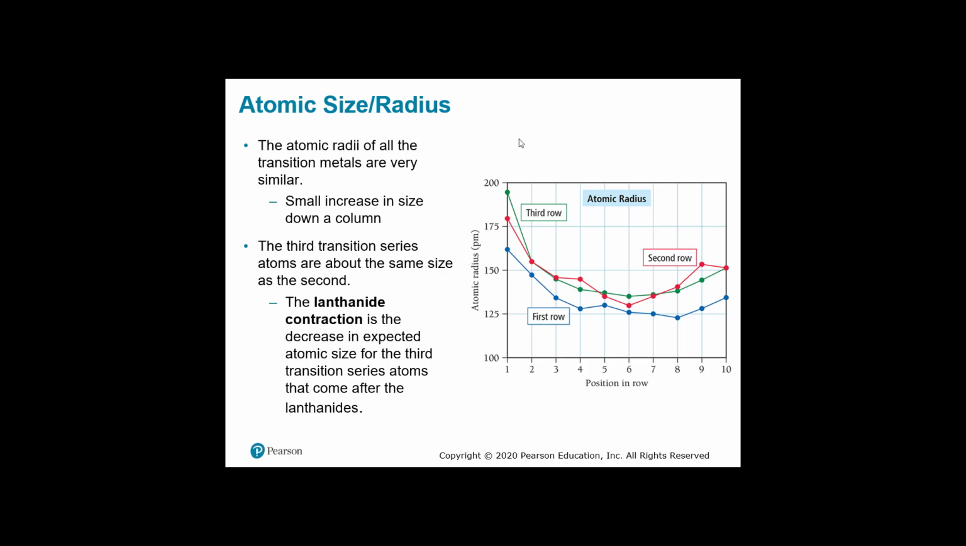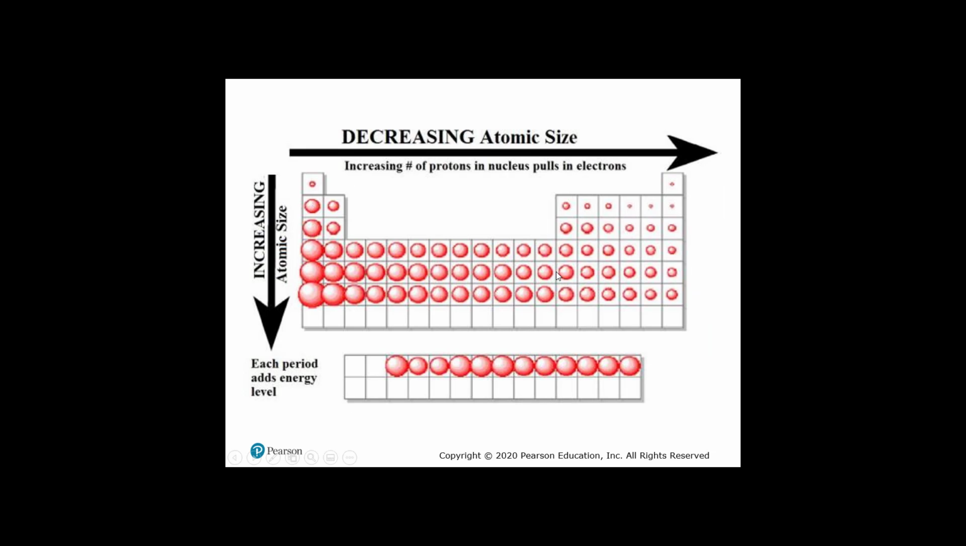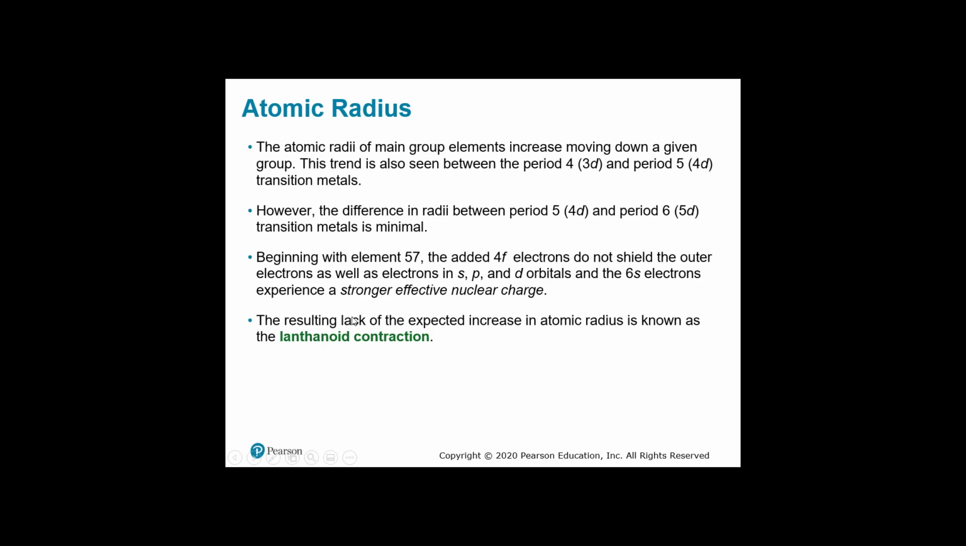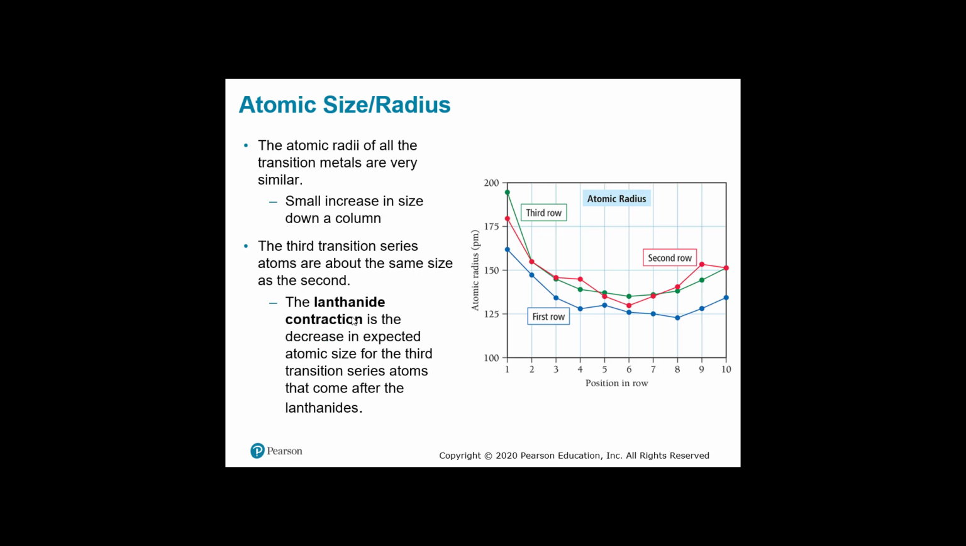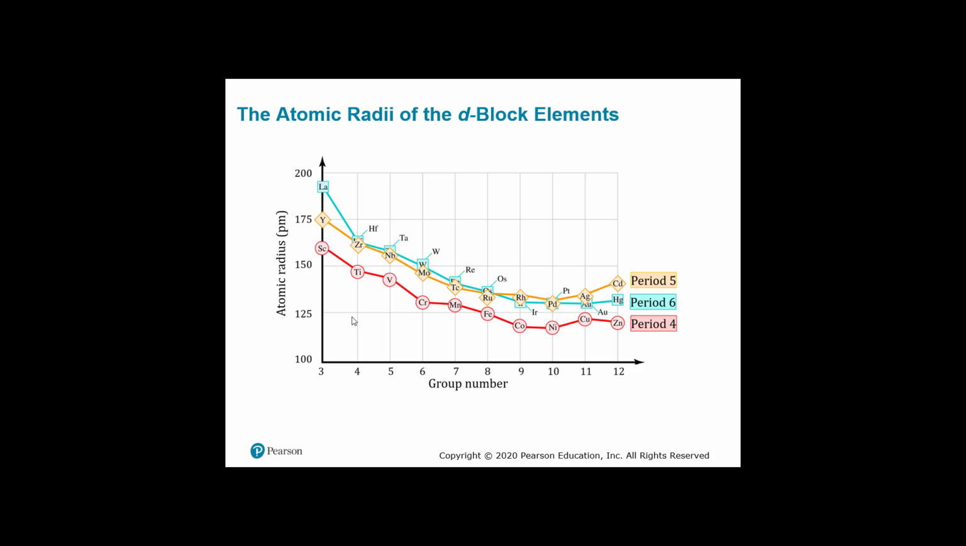The lanthanoid contraction is the decrease in expected atomic size for the third transition series atoms that come after the lanthanides. Remember, it's not shown here, but we always focus on the periodic table here, while there are others down here that are actually included in the periodic table. So this is the lanthanoid contraction: we expect the atomic radii to increase, but it's not increasing, because the 4f electrons are not shielding the way that we expect.